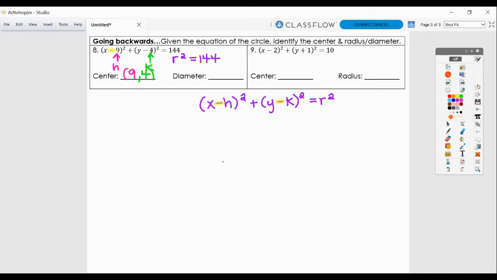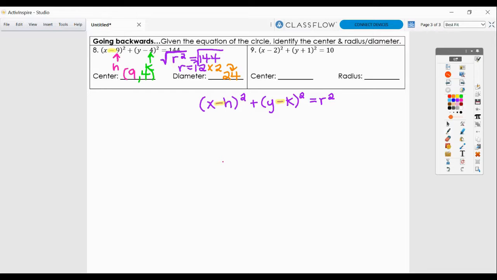But I need to find the diameter. First, let's find just r. Solving this little one-step equation, instead of taking the square, we want to undo it by taking the square root. That way we can get r by itself. R is going to give us 12 here. To get the diameter, we know that the radius is just half the diameter, so we multiply that 12 by 2 to get the diameter of 24 in this case.